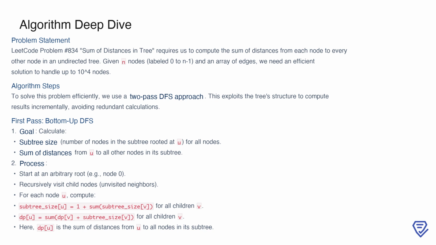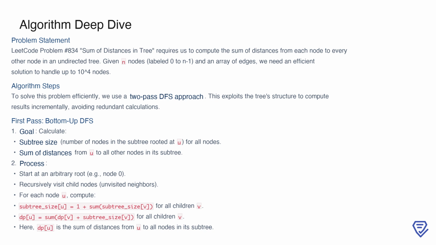In LeetCode problem number 834, we are tasked with finding the sum of distances between all pairs of nodes in an undirected tree. Trees, unlike general graphs, are acyclic and connected, which allows us to leverage certain traversal techniques like depth-first search, or DFS. With up to 10,000 nodes, we need an efficient approach to handle this problem within linear time. The solution involves a two-pass DFS strategy.